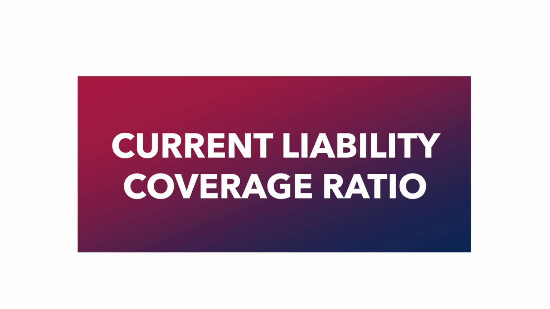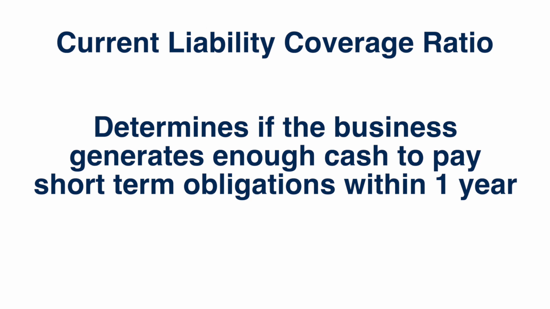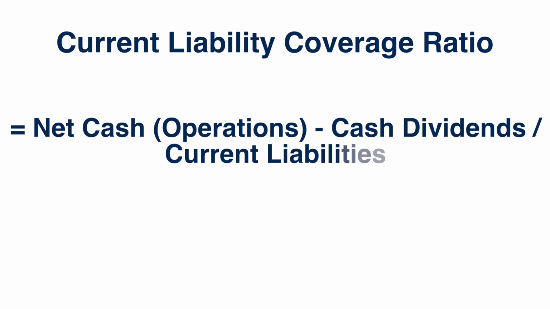Now, if you remember from our balance sheet video, a current liability is one that needs to be paid within 1 year. This means that the ratio indicates a business's liquidity if they can generate enough cash to pay those obligations within that 1 year. The ratio does account for dividends that are paid to investors for this calculation. And the formula for the current liability coverage ratio is this.